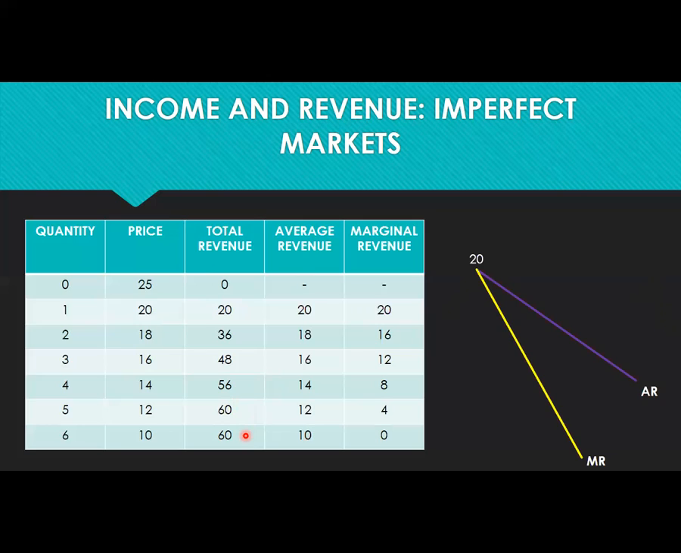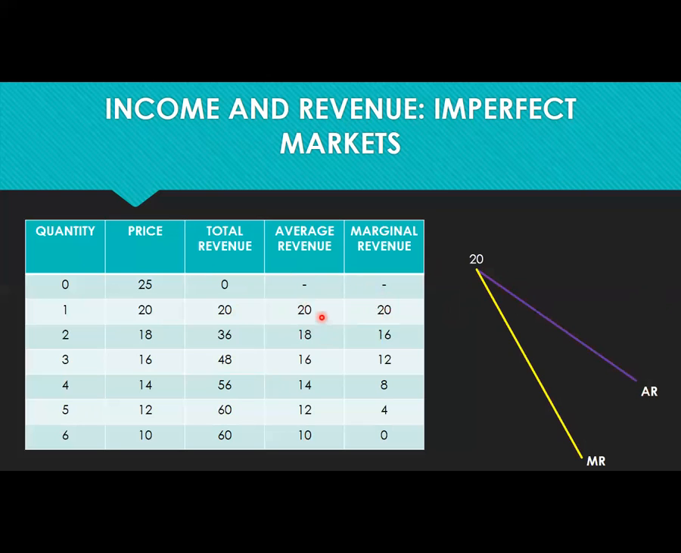So here we have our average revenue, which is our demand curve, and our marginal revenue, which lies below our average revenue. They both start at 20 because for the first unit, your average revenue is equal to your marginal revenue. So they start at exactly the same point. But then you will see that AR decreases more slowly than MR.